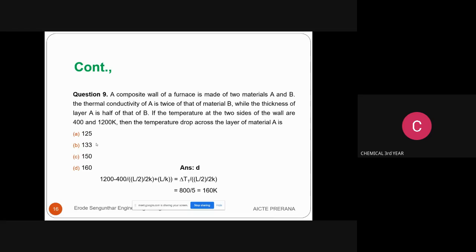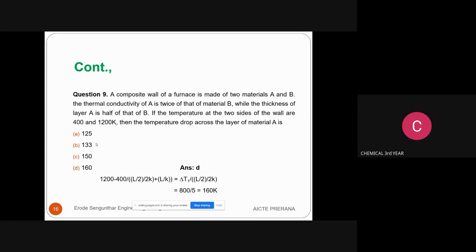A composite wall of a furnace is made of two materials, A and B. We have two materials in the composite wall. The thermal conductivity of A is twice that of the thermal conductivity of B. So K of A is 2K of B, while the thickness of the layer A is half of B. The thickness of A, X, is half of XB.